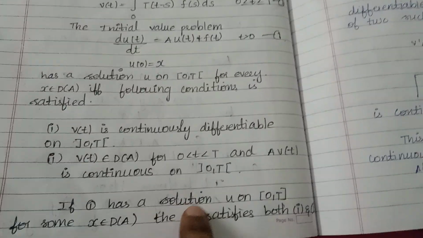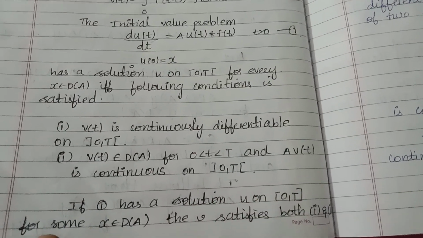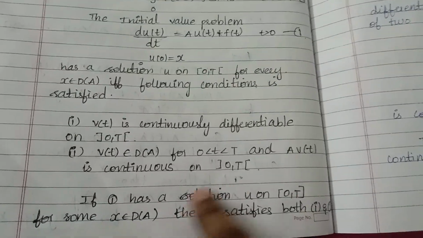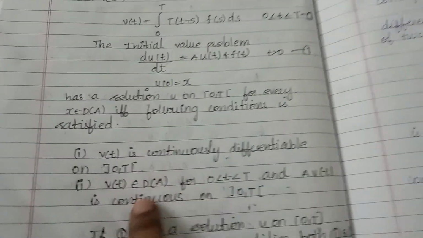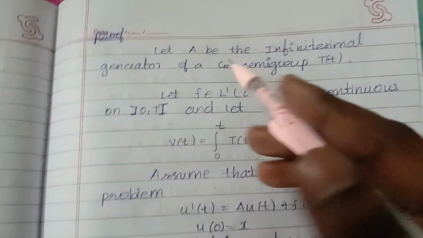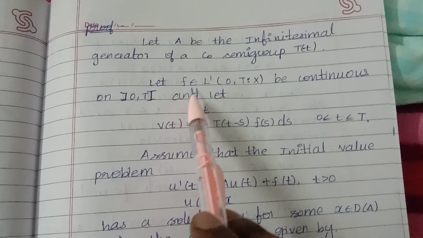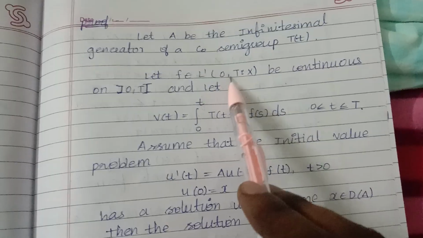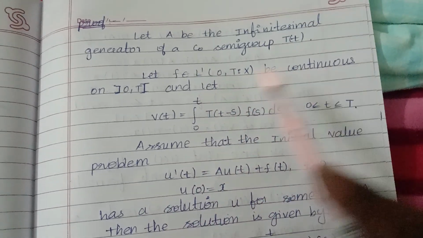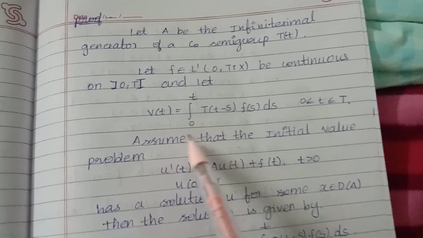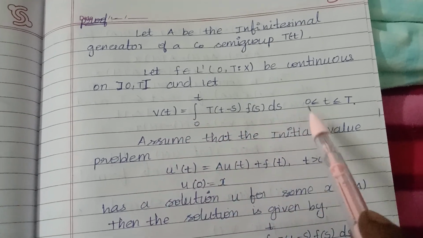So if one has a solution u on [0,T] for some x belonging to D(A), then v satisfies all the conditions mentioned above. So let A be the infinitesimal generator of the C0 semigroup T(t), and we define a function f belonging to L1(0,T;X) to be continuous on [0,T], and let v(t) equal the integral from 0 to t of T(t-s) f(s) ds.